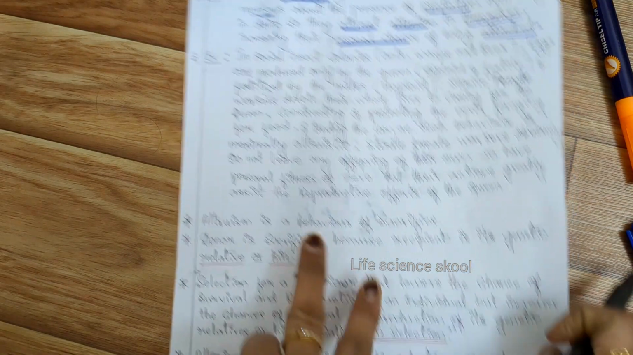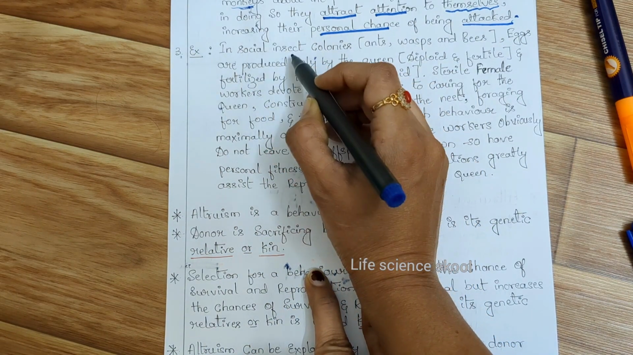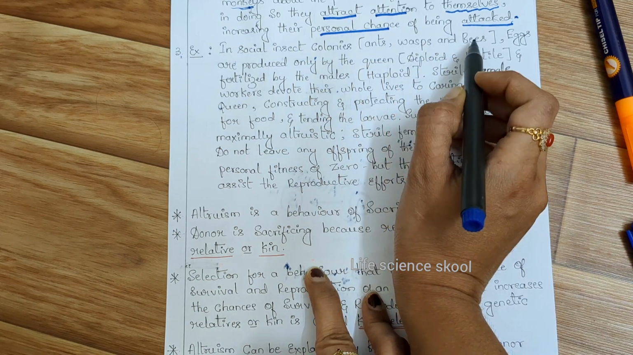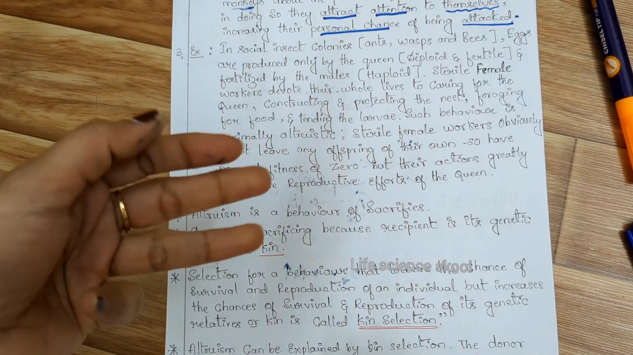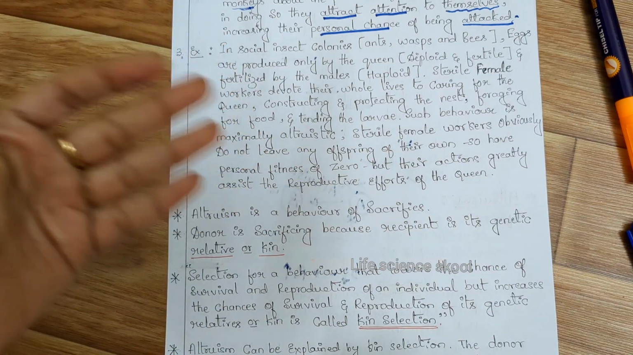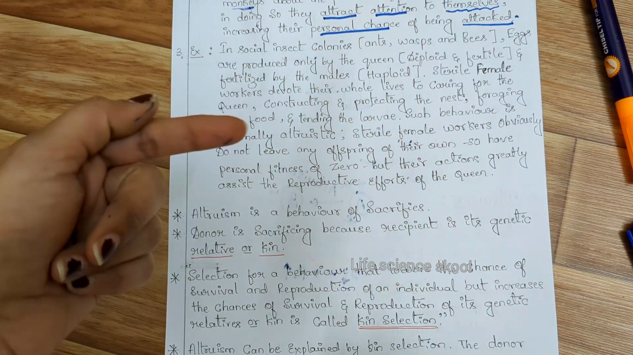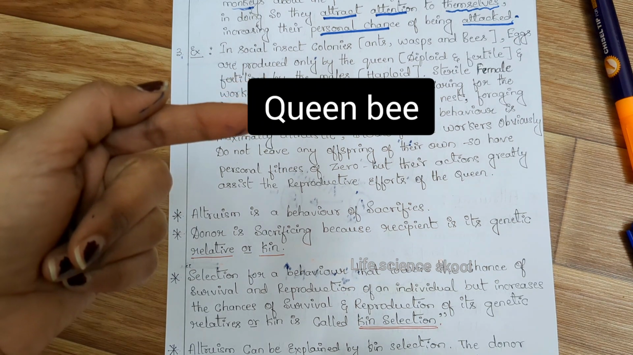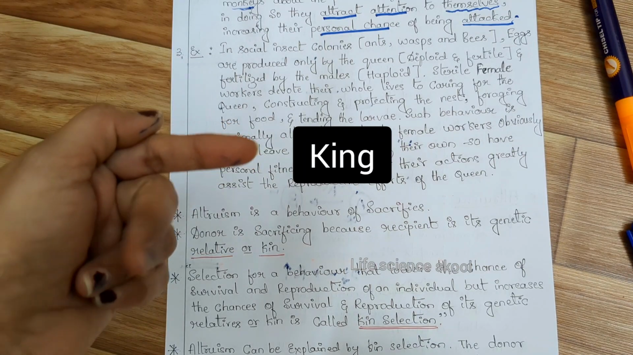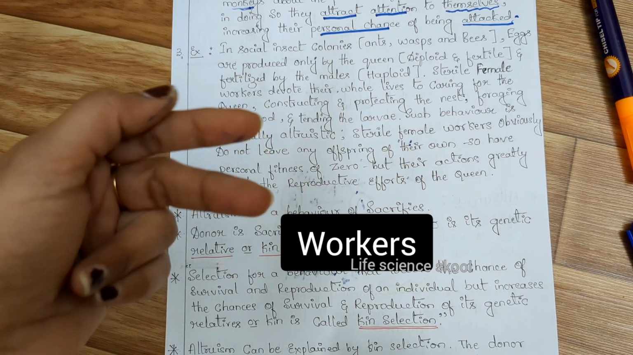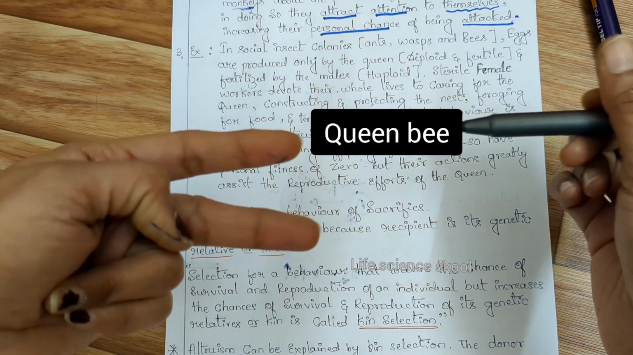And here is one more example, the third example. We know that there are social insects, right? Like ants, wasps and bees. Here bees show a beautiful altruistic behavior. We know that there are three different kinds of bees in a colony: first, the fertile female, that is the queen, then the fertile male, that is the king, and then the workers. Here we will take two, the queen and the worker.